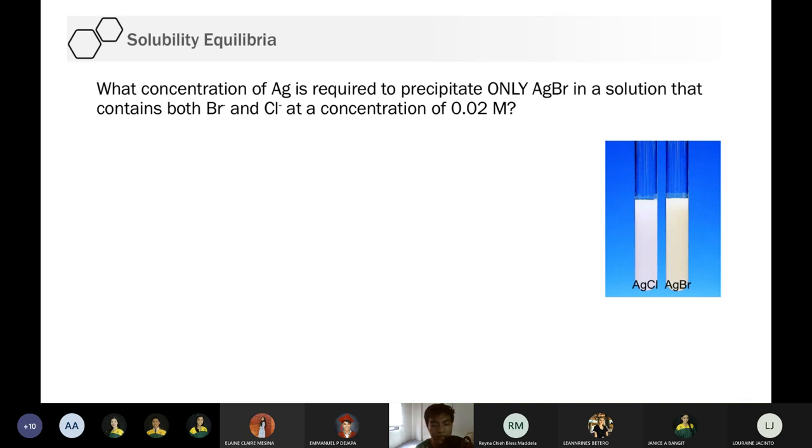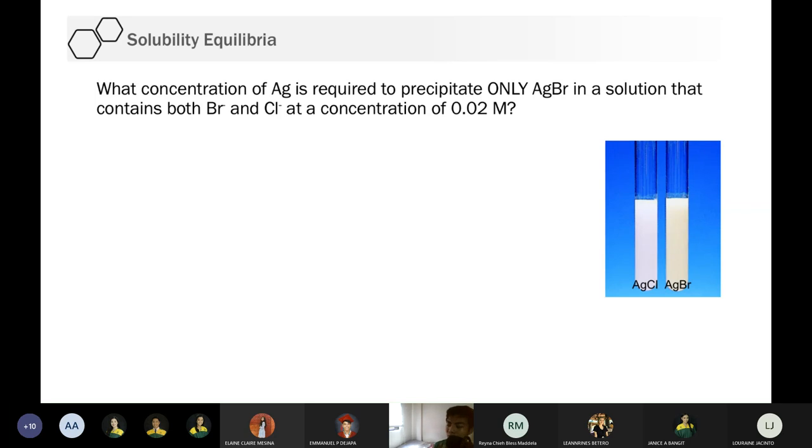For the next problem, ganito naman ang ganap, no? May nilagay akong isang ganito sa quiz. Isa lang. Wala lang, para matry lang natin. So, ano yung ganap dito sa question na to? Basahin natin. Sabi dyan, what concentration of silver is required to precipitate only silver bromide in a solution that contains both bromide and chloride at a concentration of 0.2 molar?